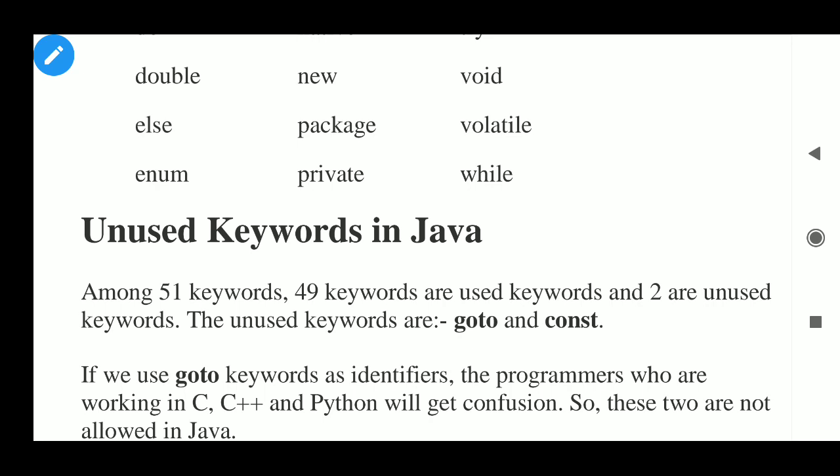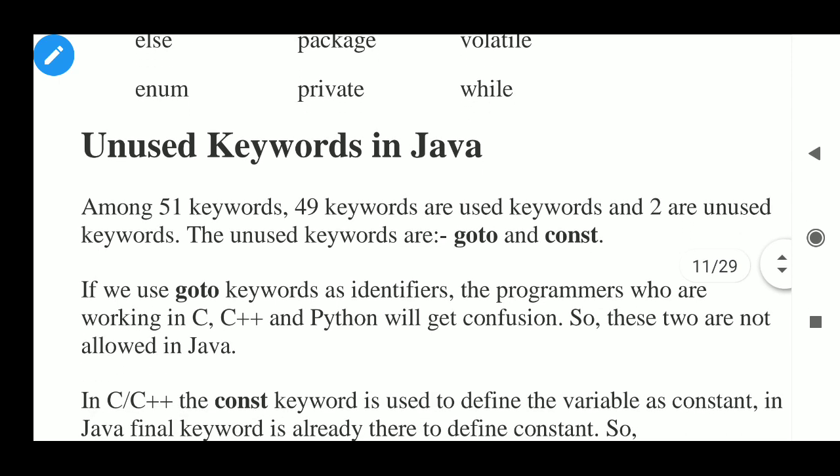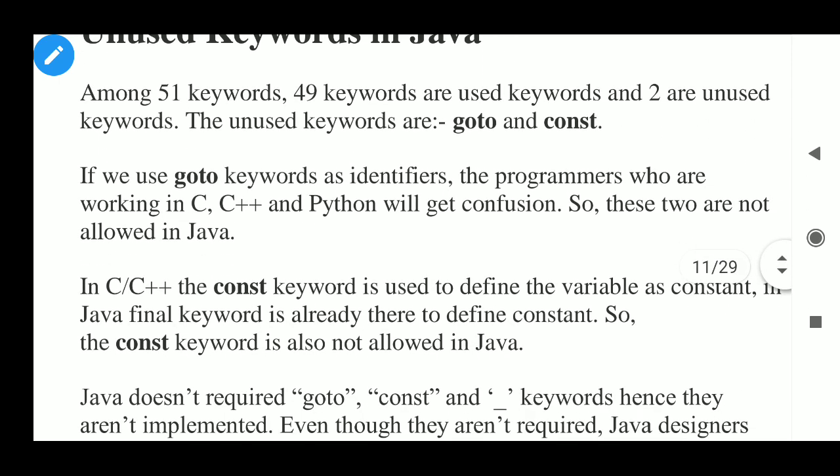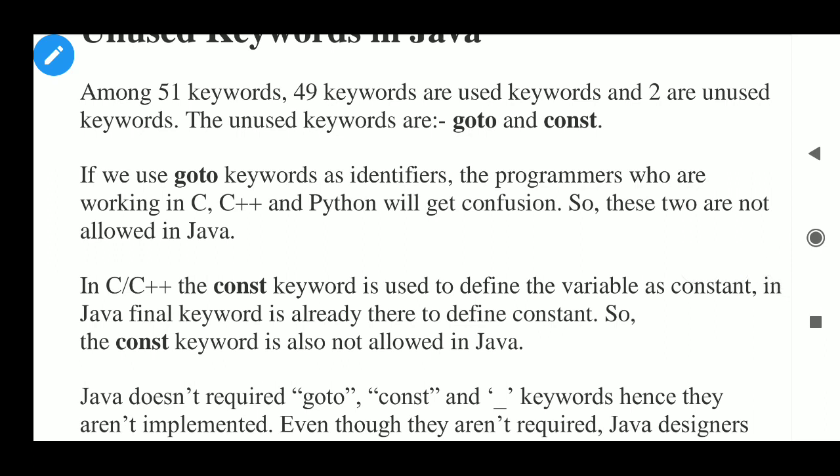If we use the goto keyword as an identifier, the programmers who are working in C, C++ and Python will get confused. So these two are not allowed in Java. In C, the const keyword is used to define variables as constant. In Java, the final keyword is already there to define constants. So the const keyword is also not allowed in Java.